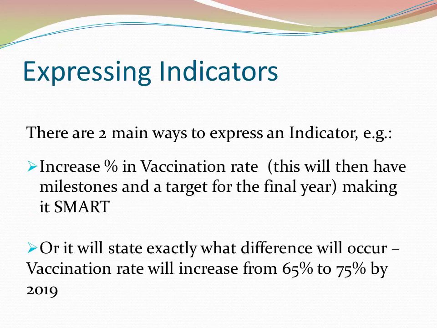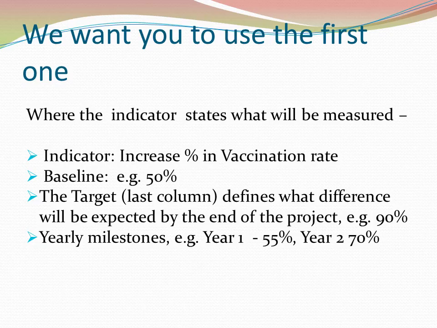There are 2 main ways to express indicators. One is where you define the indicator in a statement, and then you define your target and the milestones by which you will achieve that target. And that combination is a SMART indicator. Or you define a statement as one, such as a vaccination rate will increase from 65 to 75% by 2019. This is not used as commonly as it used to be, so we are suggesting that you use the first one.